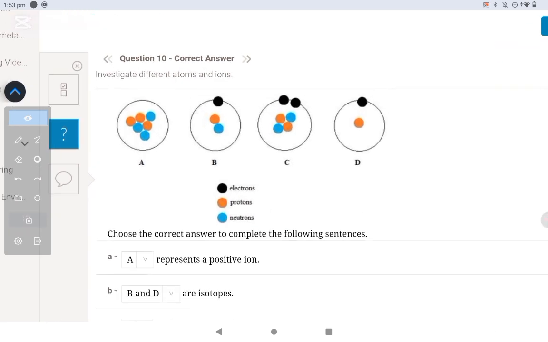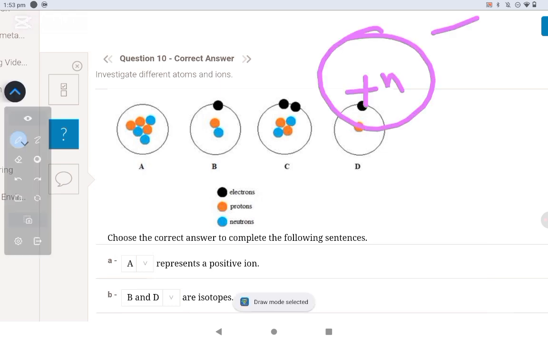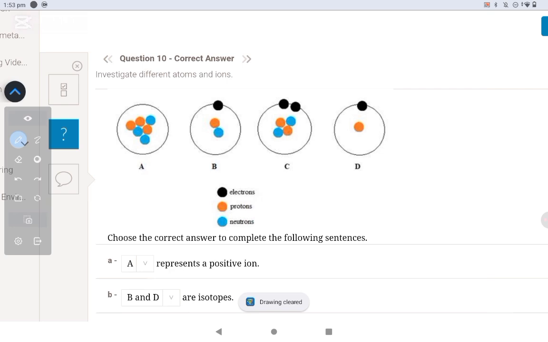Choose the correct answer to complete the following sentences. What represents a positive ion? Let's see, we'll start from D. Here it's an atom, it's balanced: one proton, one electron, so no. Here we have 2 protons and 2 electrons, so no. Here 1 electron and 1 proton, so no. But here we have 3 protons and no electrons, so it's a positive charge, so it's a positive ion.